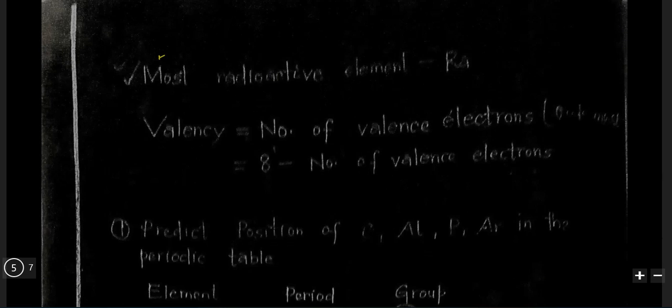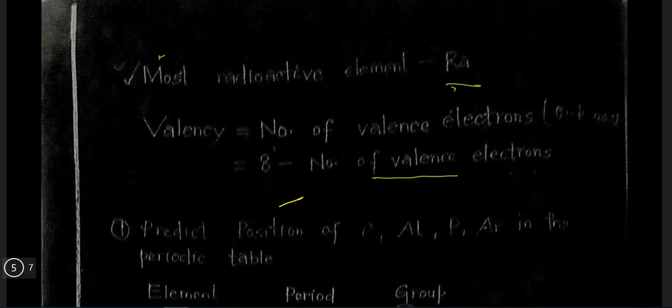The most radioactive element is radium. Valence is determined by the number of valence electrons, or 8 minus the number of valence electrons. For example, in nitrogen, the valence electrons are 5, or 8 minus 5, which is equal to minus 3.